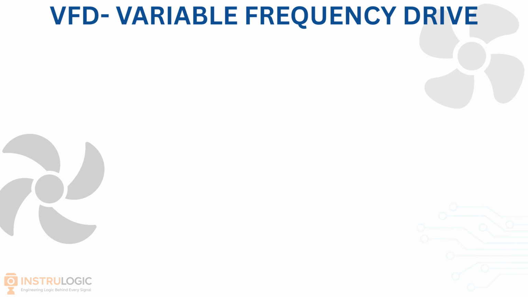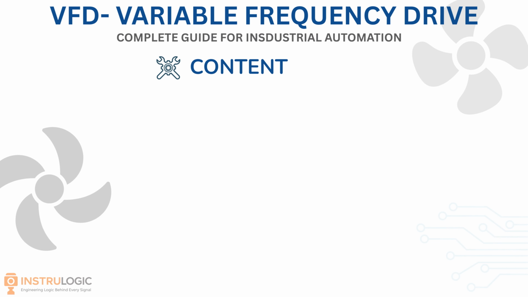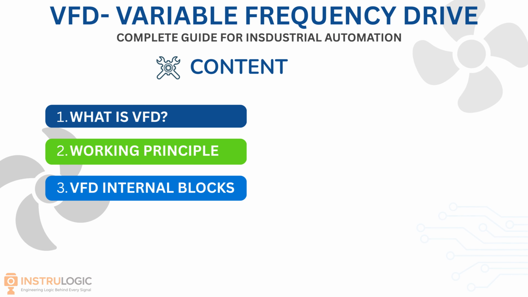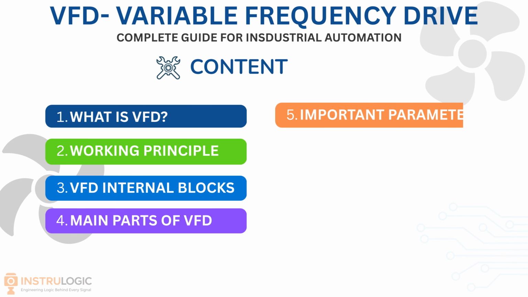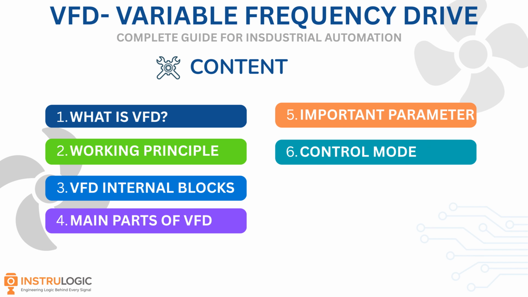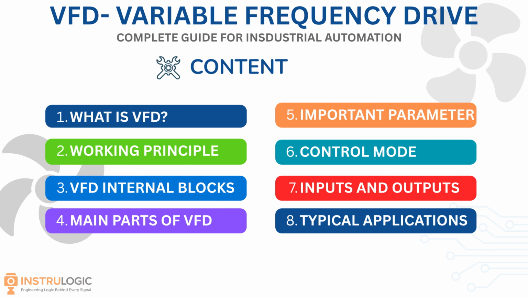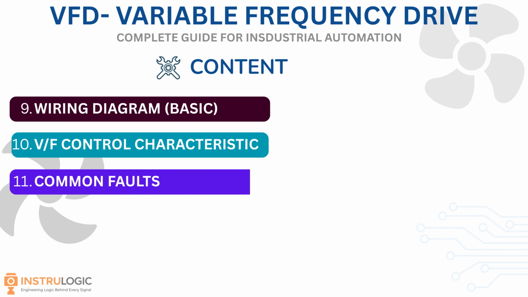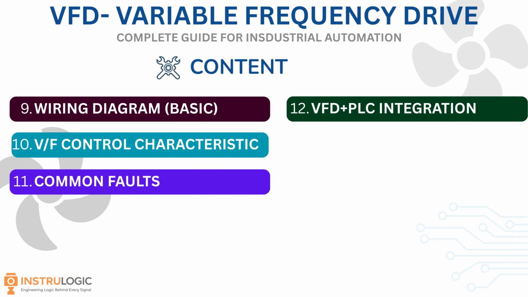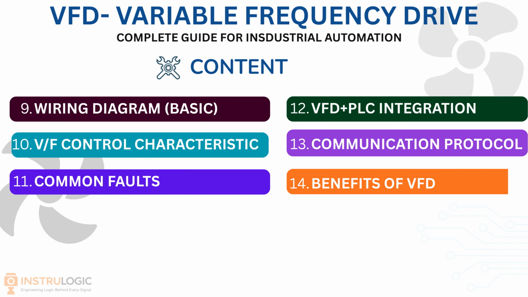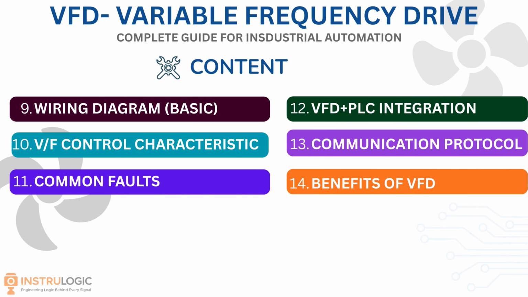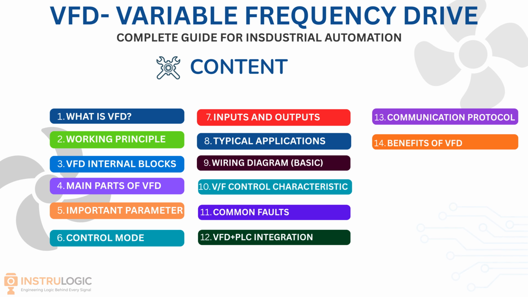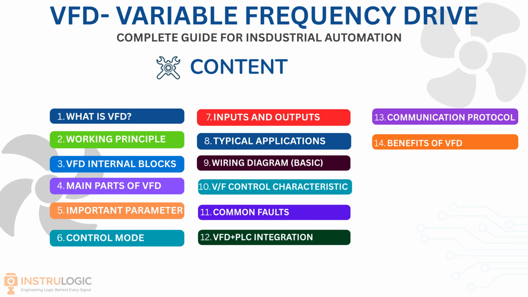Before we begin, let's take a quick look at what we will cover in this complete VFD training. We will start with the basics of what a VFD is and how it works. Then, we will explore the internal blocks, main components, operating parameters, and different control modes. Next, we will discuss inputs and outputs, practical applications, wiring diagrams, V over F characteristics, common faults, PLC integration, communication protocols, and the key benefits of using VFDs in industrial automation. Let's begin with the first topic: what is a VFD?